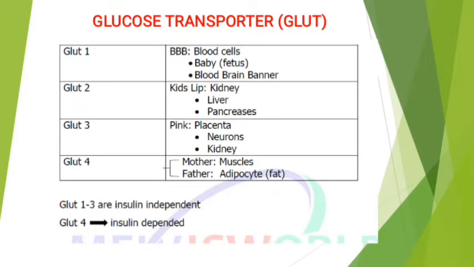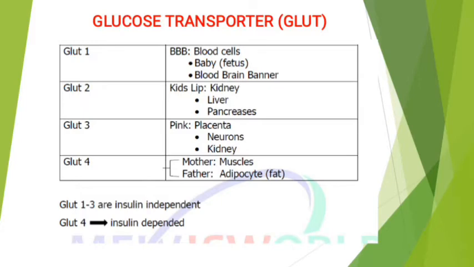First of all, before I proceed ahead, there are several glucose transporters across the cell membrane. Now, glucose, we know, is a large molecule which needs a transporter to enable it to cross the phospholipid bilayer of a cell membrane. Basically, I'll be focusing on four major glucose transporters: GLUT1, GLUT2, GLUT3, and GLUT4.